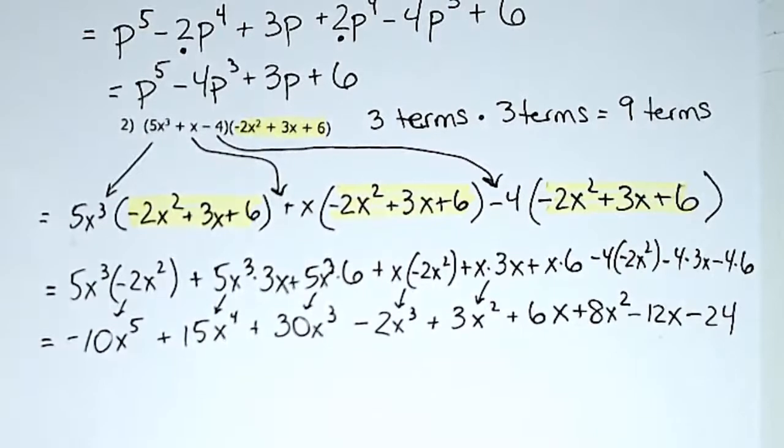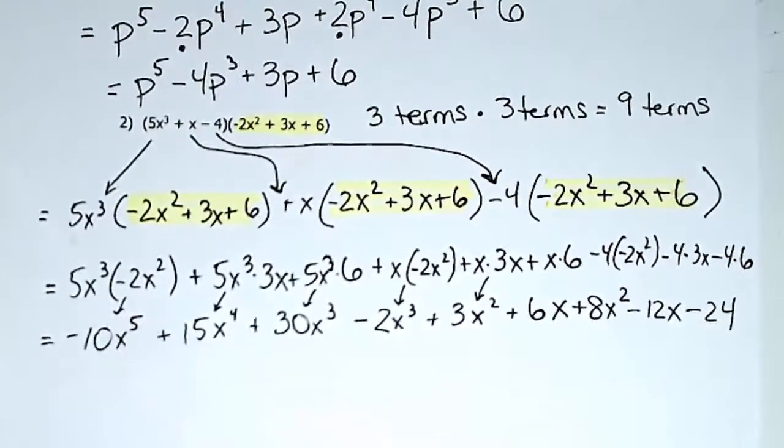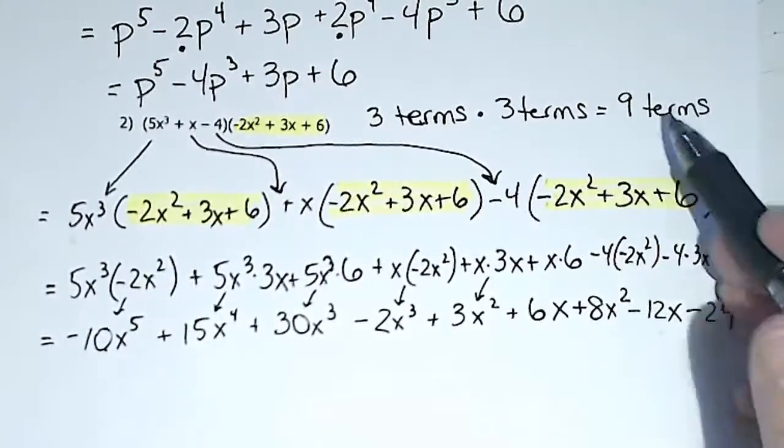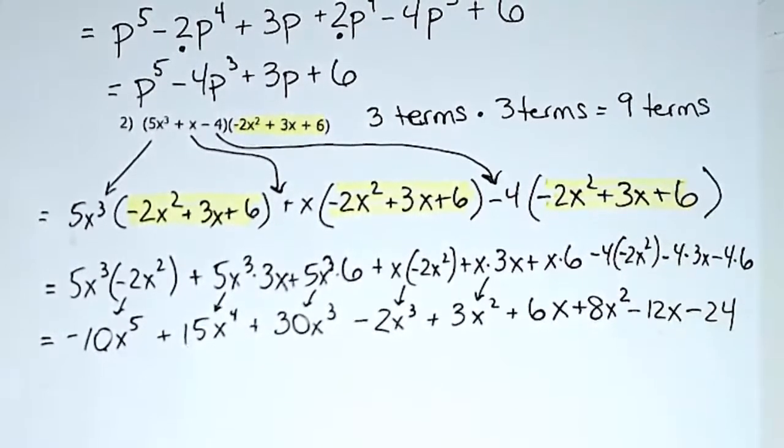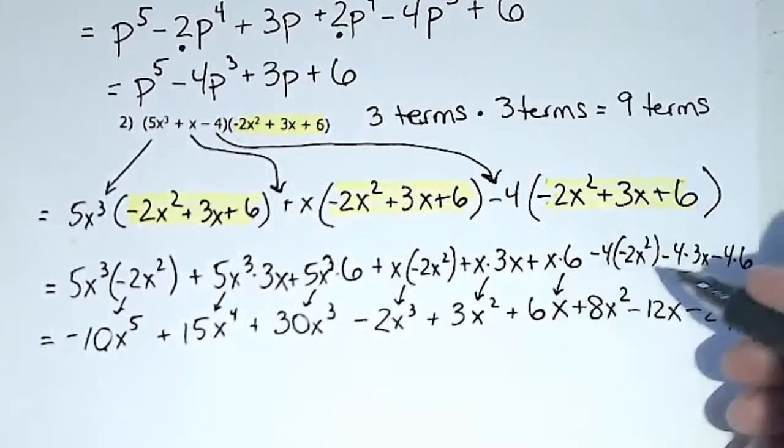Oh my gosh, we finished that line. And how many terms are there? 1, 2, 3, 4, 5, 6, 7, 8, 9. 9 terms. So I got all of them. They're all accounted for.